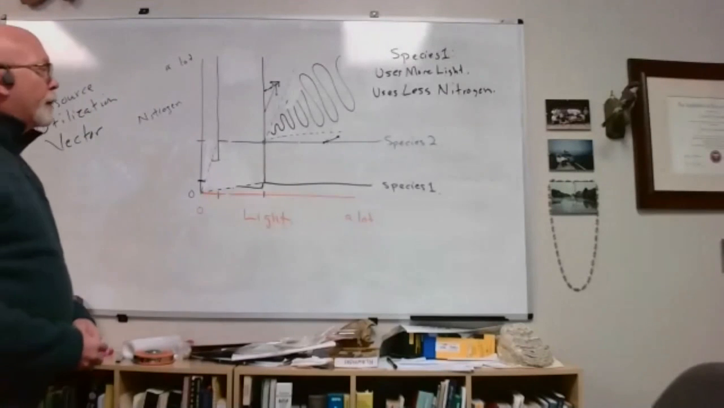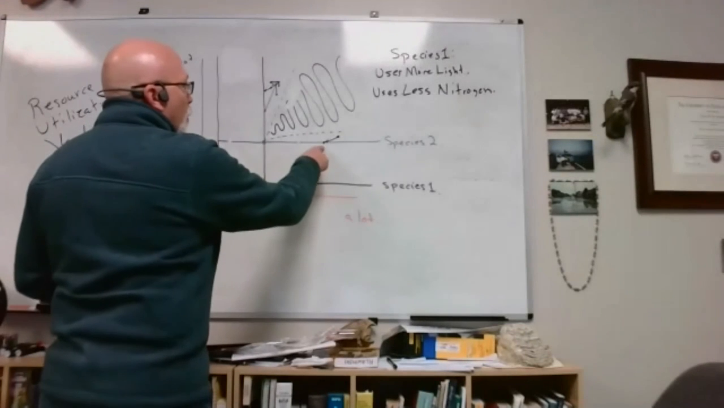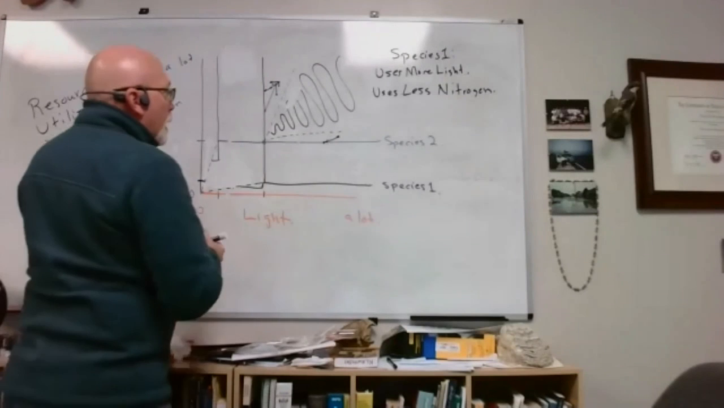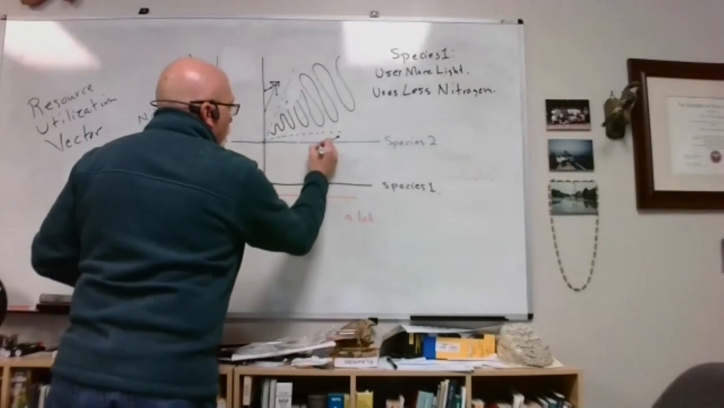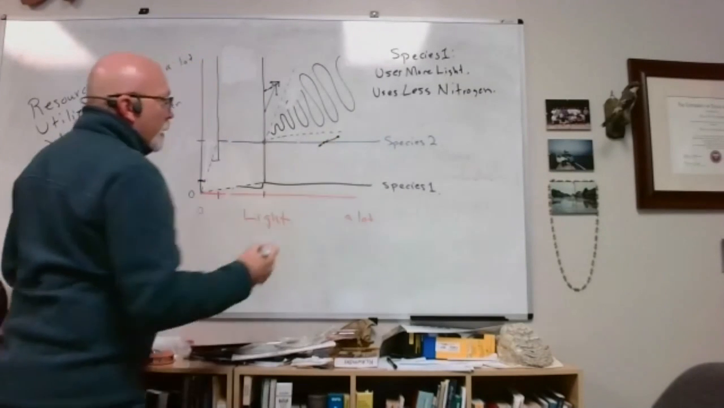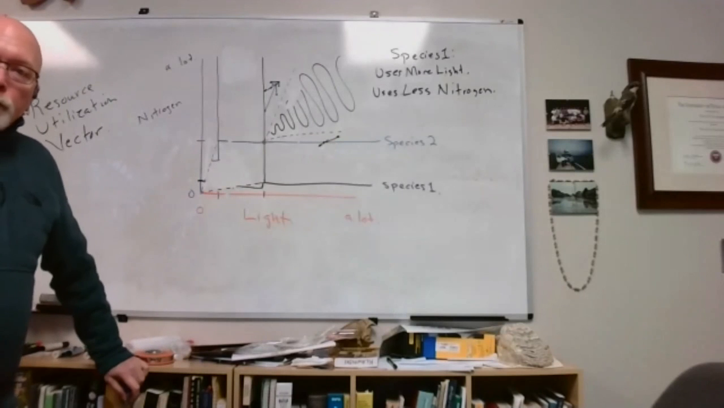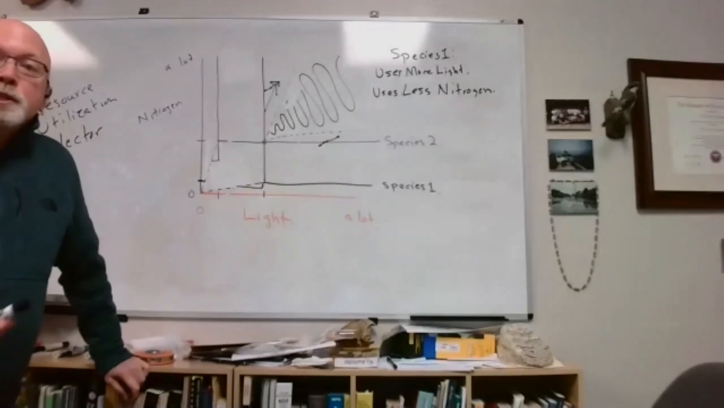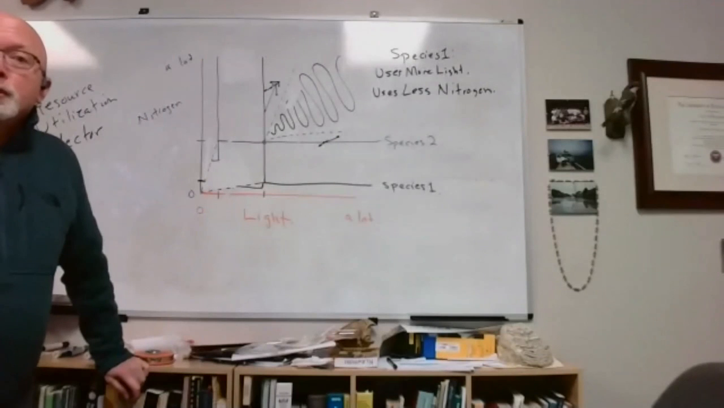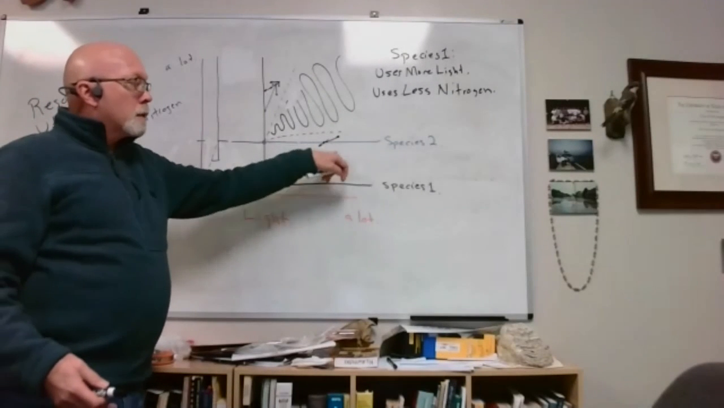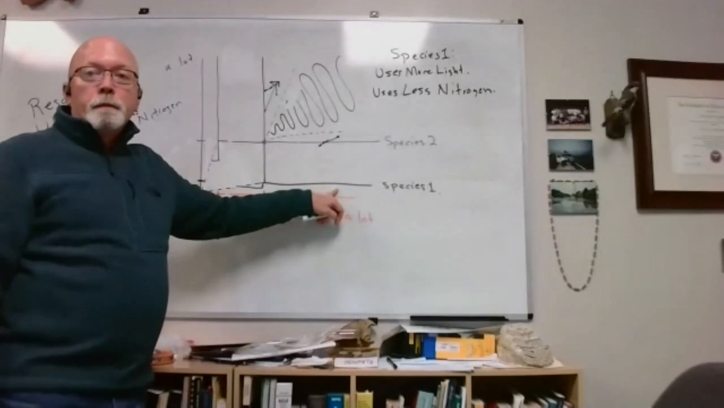And what will happen over here is that species 1 will deplete the amount of nitrogen that is present there until the two species are over in this area. And as soon as they're over in that area, species 1 still has all the resources that it needs to grow, but species 2 now lacks enough nitrogen to grow. And at that point, species 2 will go extinct and species 1 will prevail.